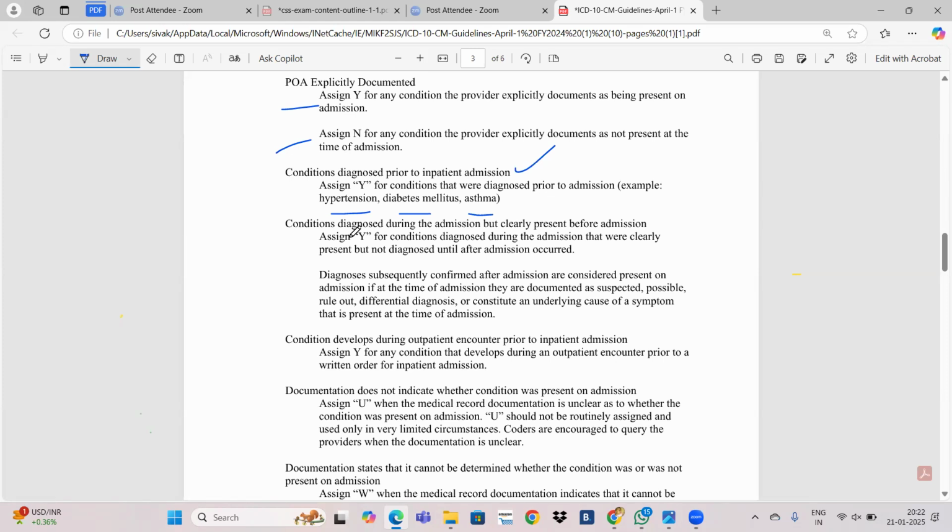Next, conditions diagnosed during the admission, but clearly present at the time of. No, Siva, your voice is breaking. Sorry, bro.